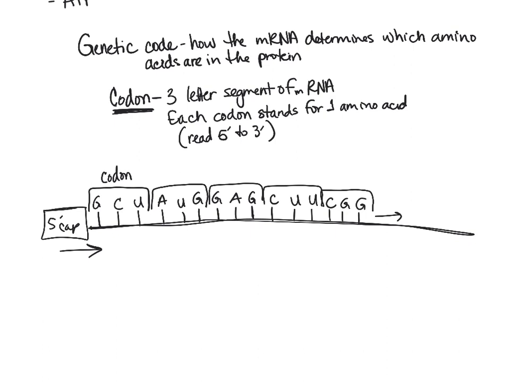Now, our codons are going to stand for one amino acid. So if we look here, AUG is going to code for a particular amino acid. It always codes for the same amino acid. So let's take a moment and look at this code.